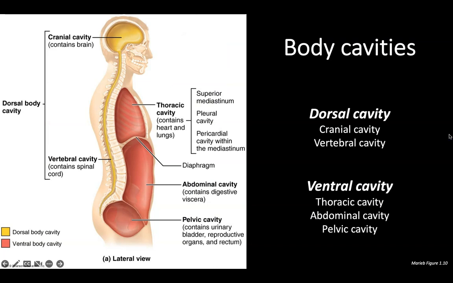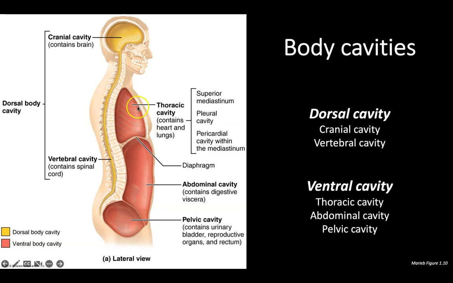So now we move into body cavities. There are two major divisions. So we have a dorsal body cavity, which is highlighted in yellow here, and a ventral body cavity highlighted in red. The dorsal cavity includes both the cranial and the vertebral cavities. So cranial, remember, refers to the brain and to the skull, and vertebral is referring to the spinal column, so the spinal cord. We also have in the ventral cavity these three smaller subdivisions.